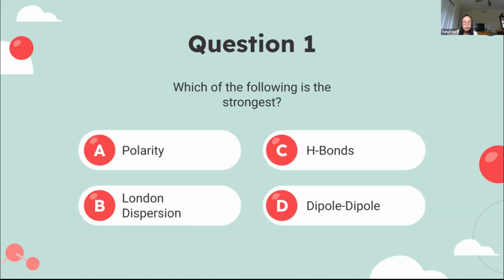Which of the following intermolecular forces is the strongest? Yes, this one is C. Sorry if I went too fast for you guys. But hydrogen bonds are stronger than London dispersion forces and dipole-dipole forces because London dispersion forces are only temporary and caused by random changes, so they're pretty weak. And hydrogen bonds are a subtype of dipole-dipole, but they have a much higher electronegativity difference.